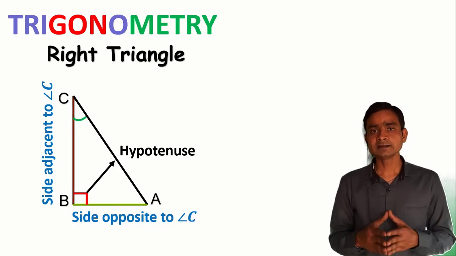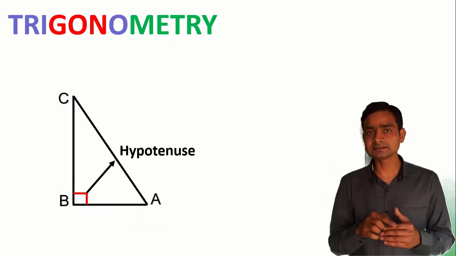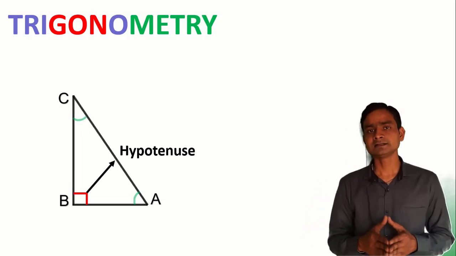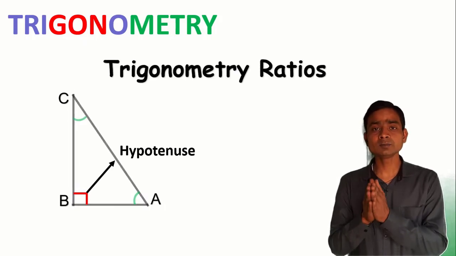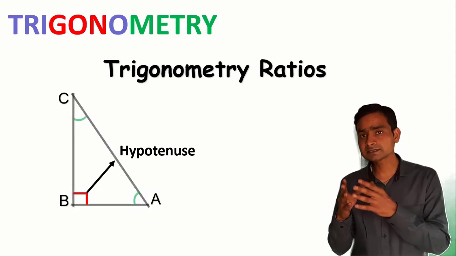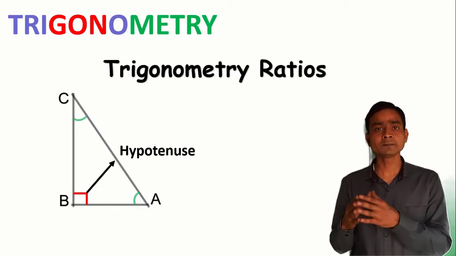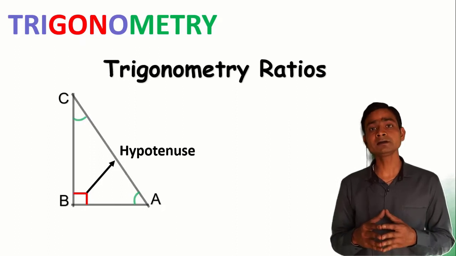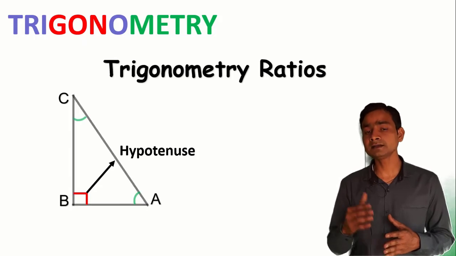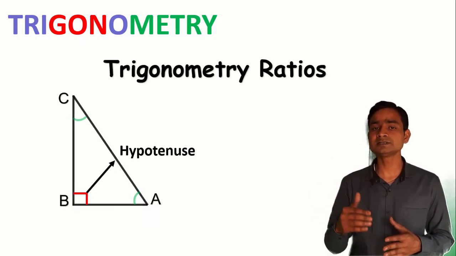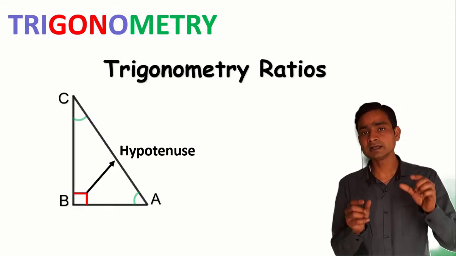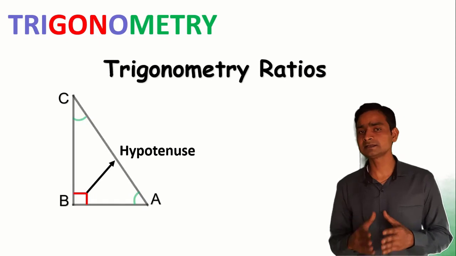And if we define the ratios of these sides, taking two of them and with respect to any acute angle, then this is known as trigonometry ratios of angles. And we limit our discussion here only to acute angles. However, we define trigonometry ratios for other angles also. We also define trigonometry ratios for the angles of measure 0 degree and 90 degree. But here we are going to limit our discussion to these two acute angles A and C.